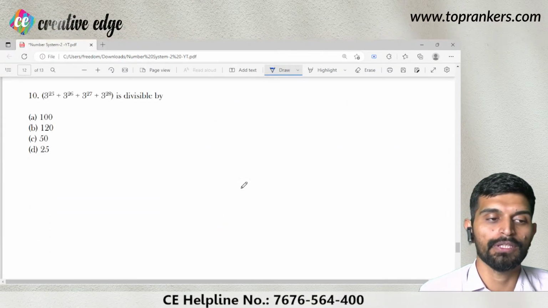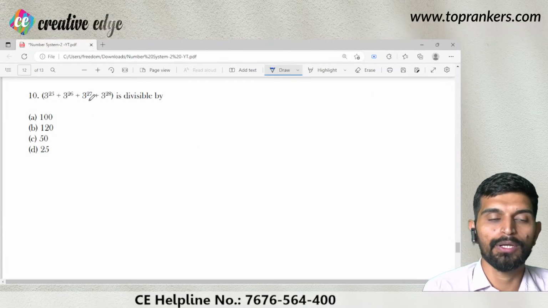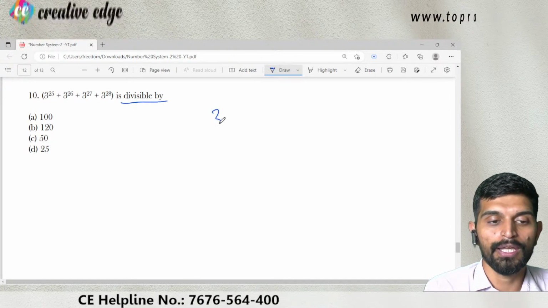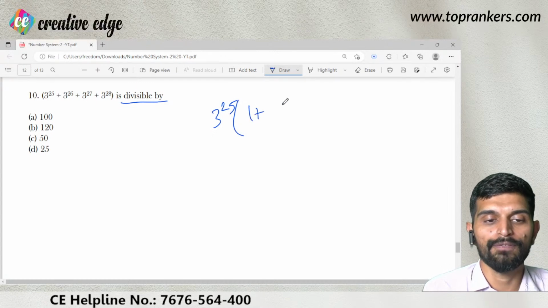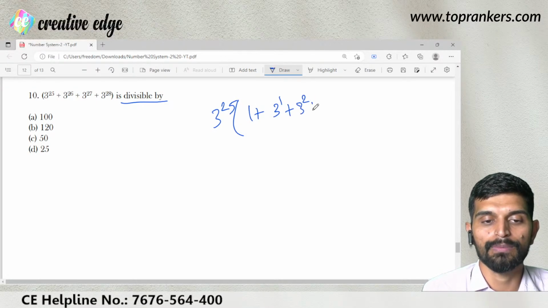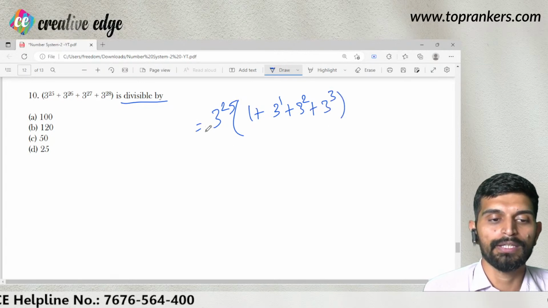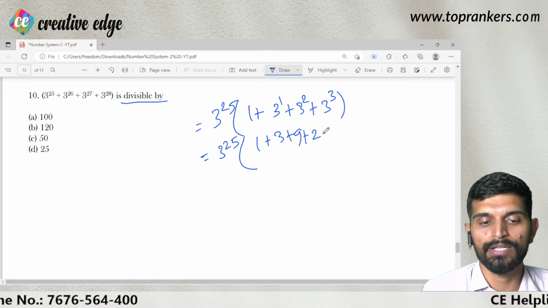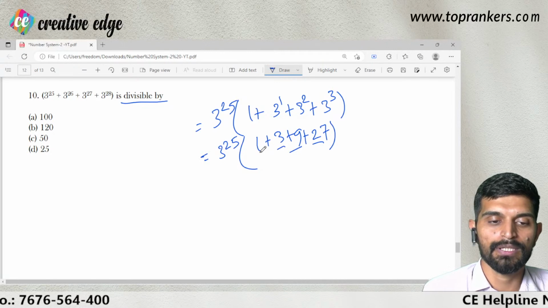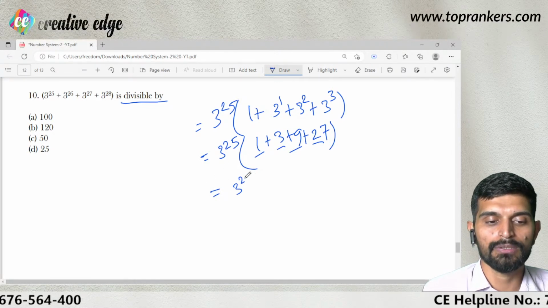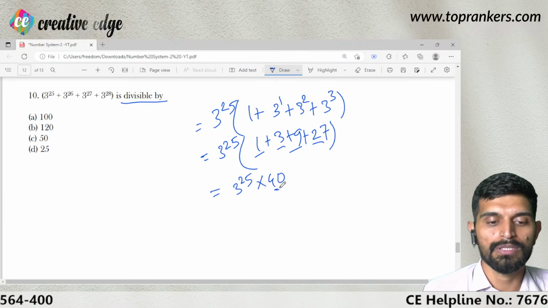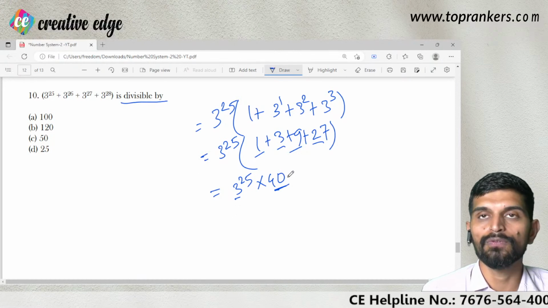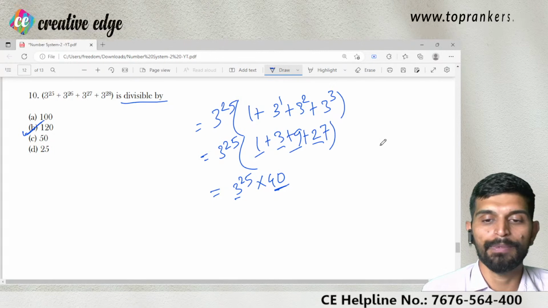Next, and the last one for the day, is 3 to the power 25 plus 3 to the power 26 plus 3 to the power 27 plus 3 to the power 28 is divisible by which of the following? So take 3 to the power 25 common, then you'll have 1 plus 3 to the power 1 plus 3 raised to the power 2 plus 3 raised to the power 3. Let's substitute these values. This is 1 plus 3 plus 9 plus 27. 27 plus 9, 36 plus 3, 39 plus 1, 40. So 3 raised to the power 25 into 40. So this number is always divisible by 40. Also, every power has a 3. So 3 into 40 is 120. So the number is divisible by 120.